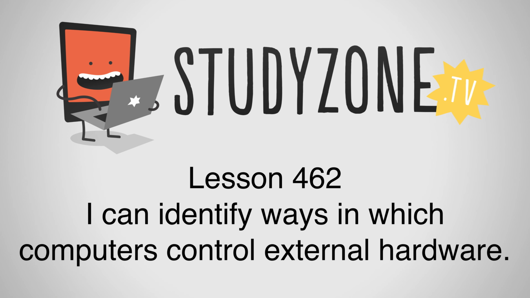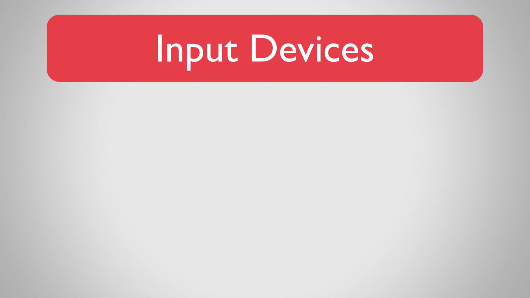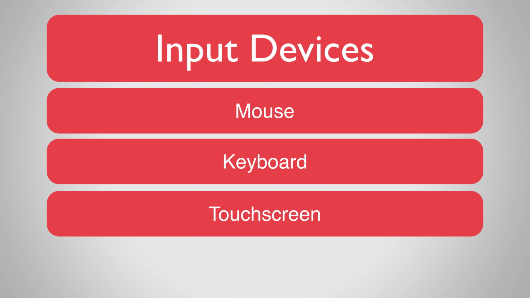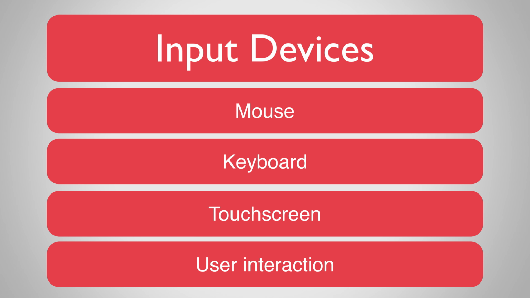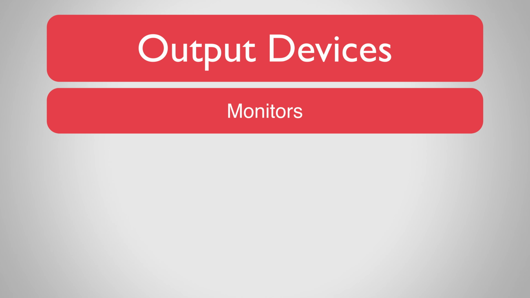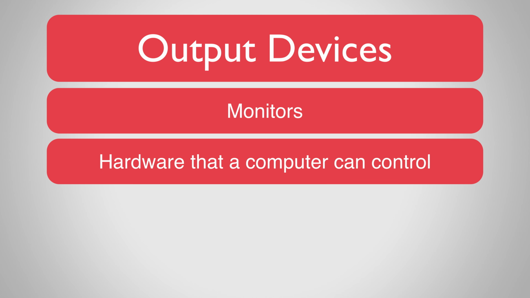We already know how computers can receive an input from a range of devices, such as a mouse, a keyboard, or a touchscreen, and that these are all different ways in which users can interact with computer programs. When computer programs run, they will often be seen to run on a monitor. This is known as an output device.